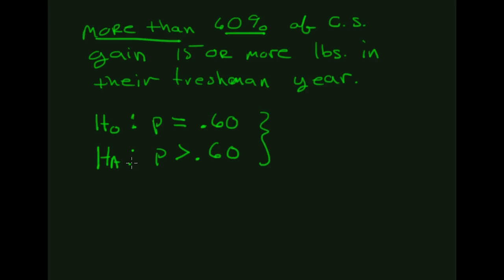Now, this is a set of hypotheses that fit this situation. Only one of these can be true at a time. It is, however, possible that they are both false, but that's going to be irrelevant to my test here. And these are the hypotheses that I'm going to use later on in a hypothesis test. So I've represented this claim in the English language as a set of null and alternate hypotheses.